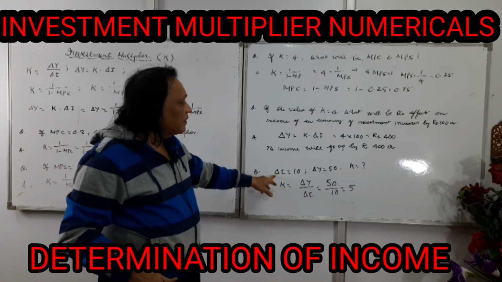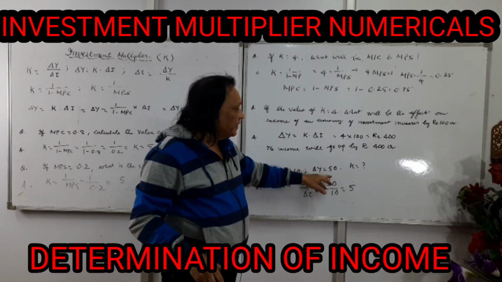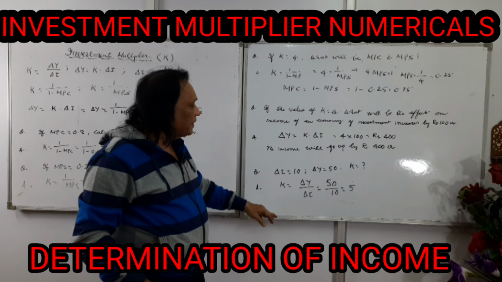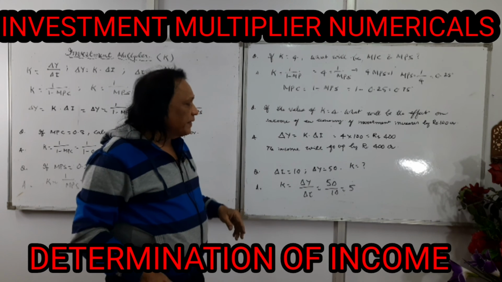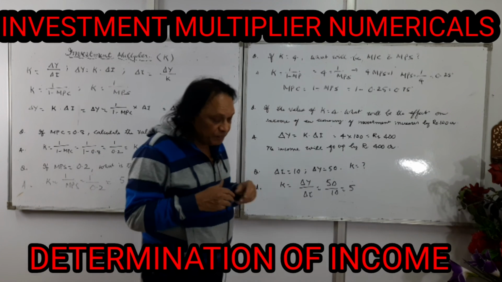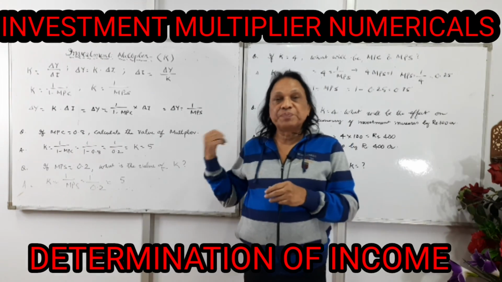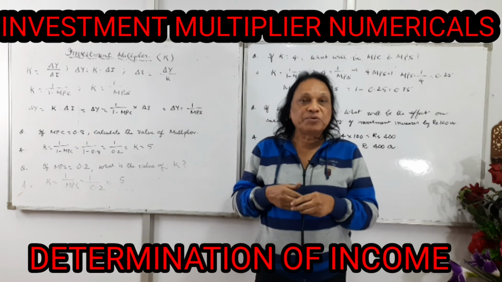If delta I is 10 and delta Y is 50, what will be the value of K? It's very simple. K is equal to delta Y upon delta I, that is 50 upon 10, which comes out to be 5. So just remember this one. Those were simple numericals; I will be giving you more complicated ones.